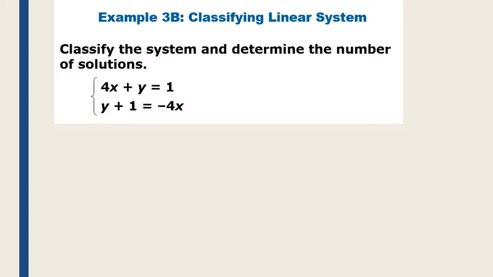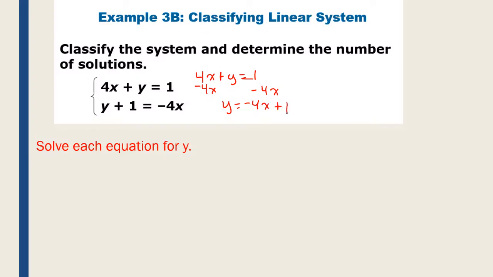This one says classify the system and determine the number of solutions. So the first thing that we have to do is solve each equation for y. So let's say 4x plus y equals 1. Let's subtract 4x from both sides, so we have y equals negative 4x plus 1. The next one says y plus 1 equals negative 4x. Subtract 1 from both sides, so we end up with y equals negative 4x minus 1.